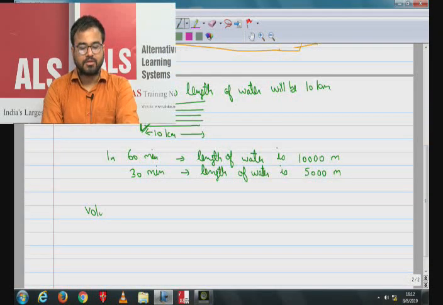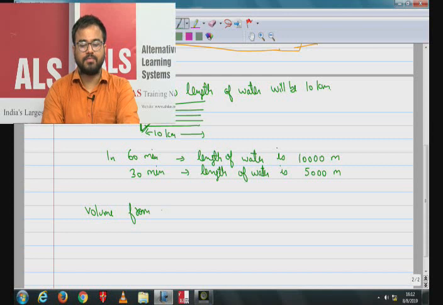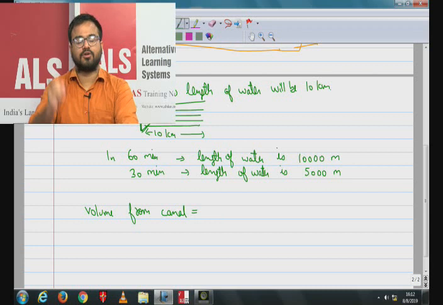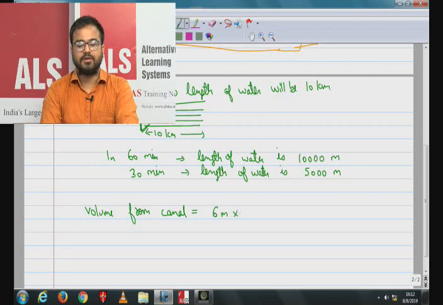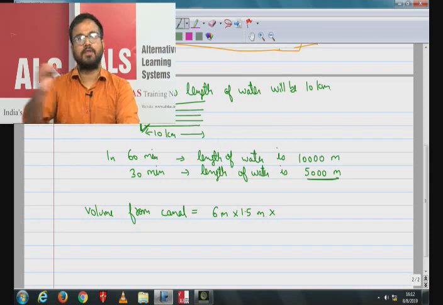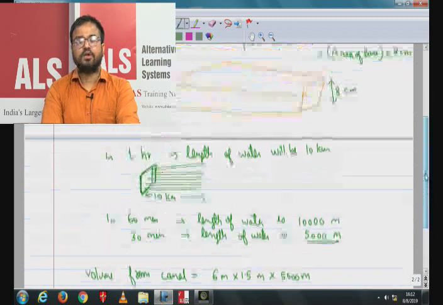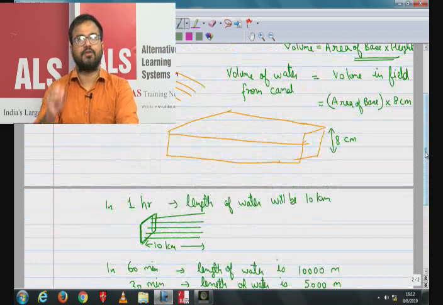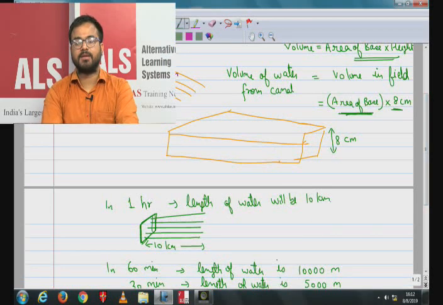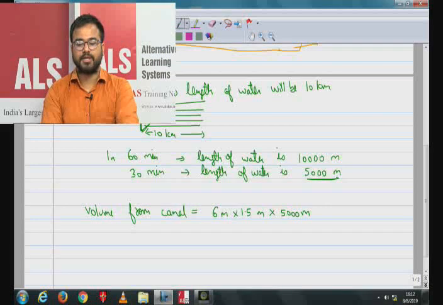So now you can figure out the volume of the water coming out from the canal. So volume from canal is equal to area of base. Area of base means the area of that cross section, which is 6 meter into 1.5 meter, into the height. In 30 minutes the length of the water which is coming out of the canal is 5,000 meter. So that is 5,000. This is the volume of the water from canal, and how much volume will there be in the field having the height of 8 centimeter? So volume will be area of base multiplied by 8 centimeter. So we have to equate it to that.